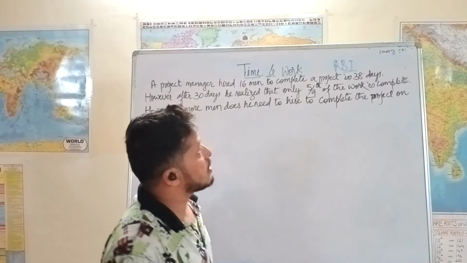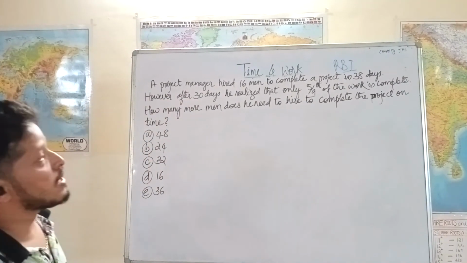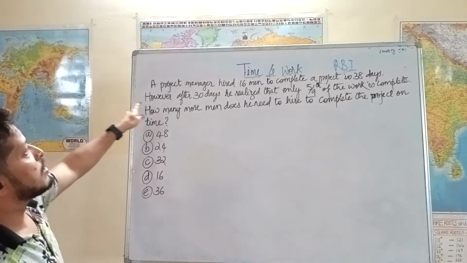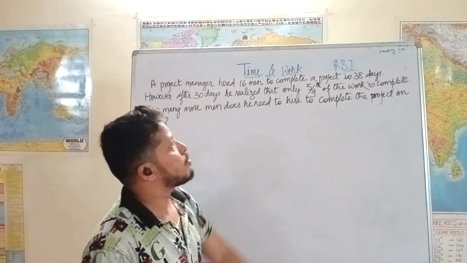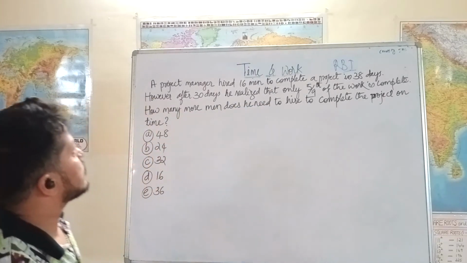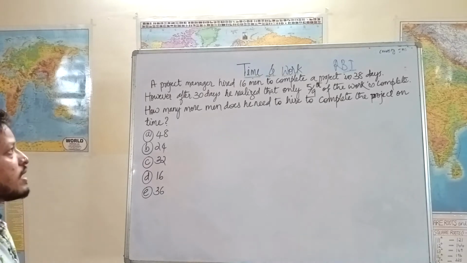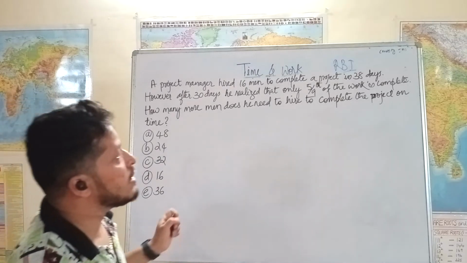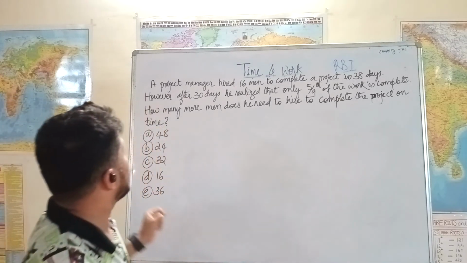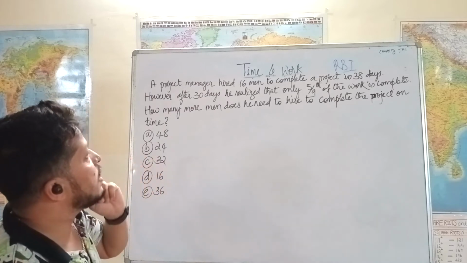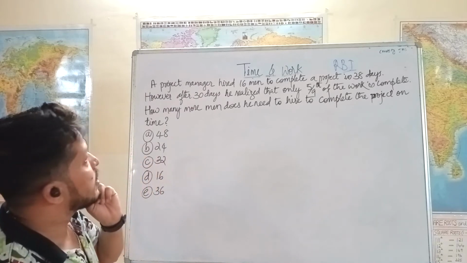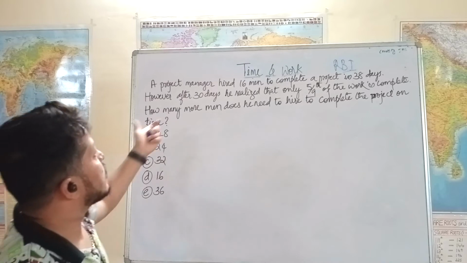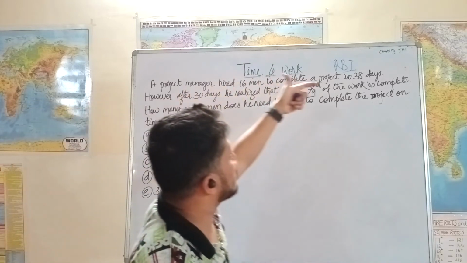Okay, we have another interesting question here from previous year RBI questions. A project manager hired 16 men to complete a project in 38 days. However, after 30 days, he realized that only 5/9 of the work is complete. How many more men does he need to hire to complete the project on time? Means already 30 days have passed, only 8 days are remaining.